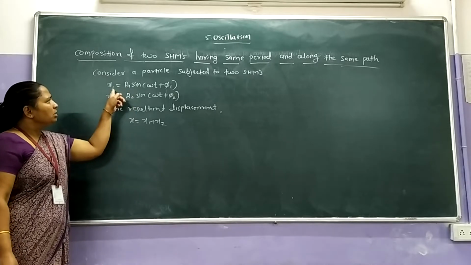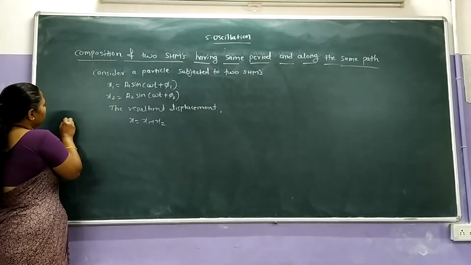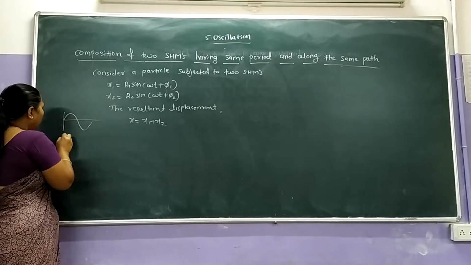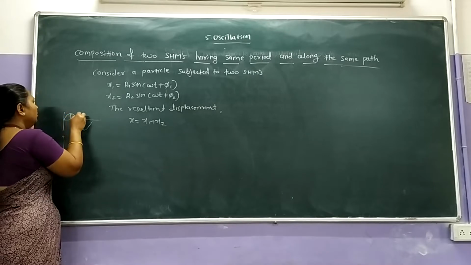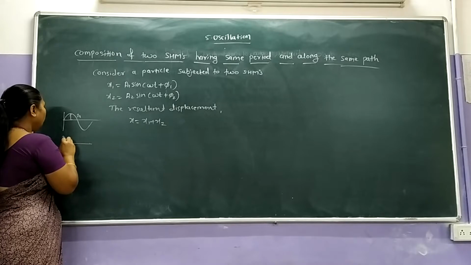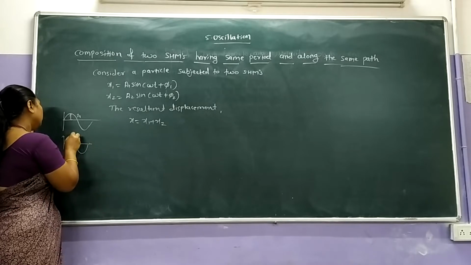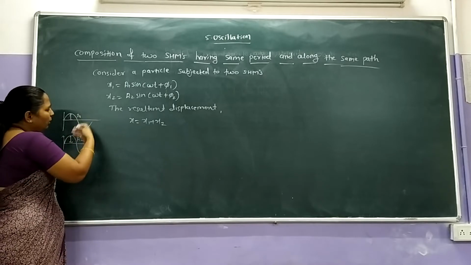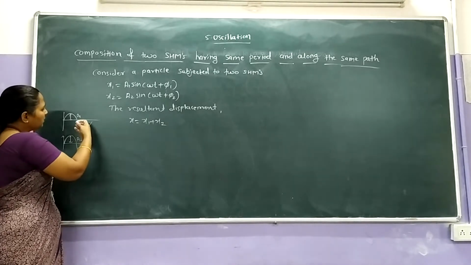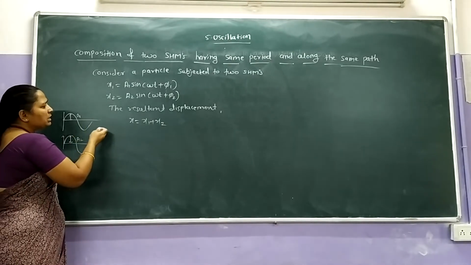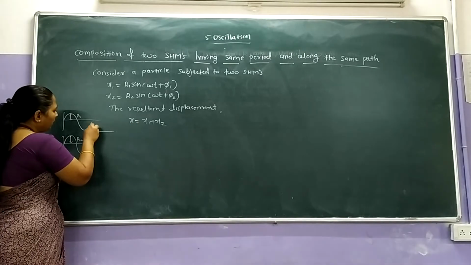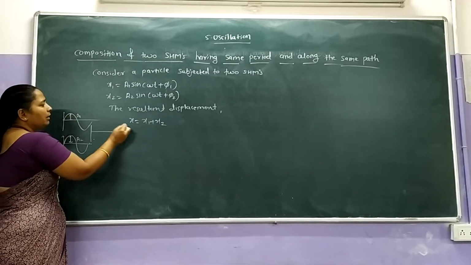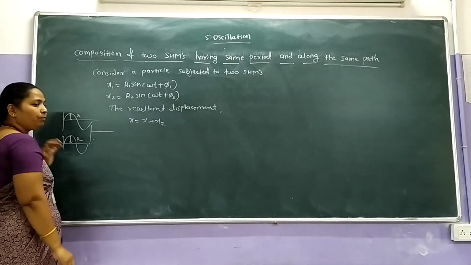Suppose the first wave gives a displacement x1, and its amplitude is a1, and the second wave has amplitude a2. Therefore, according to the superposition principle, the resultant displacement obtained is the vector sum of the two individually present. Therefore, x is equal to x1 plus x2.